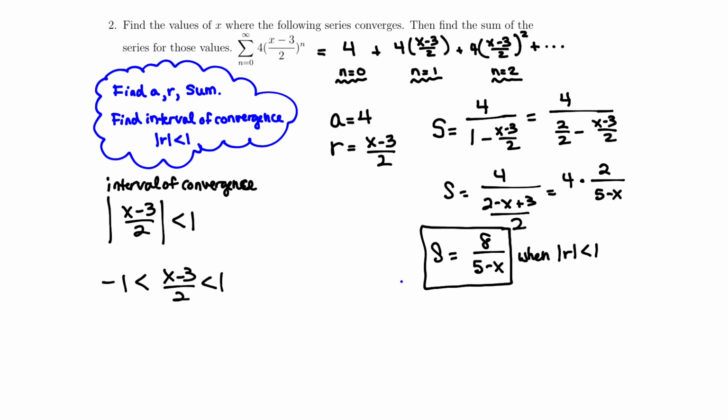And remember, when you have an absolute value less than 1, it turns into a 3-part inequality. It means that quantity is bounded between -1 and +1.